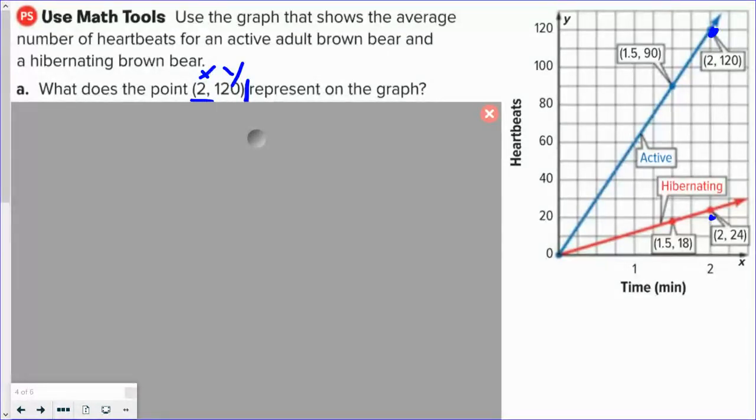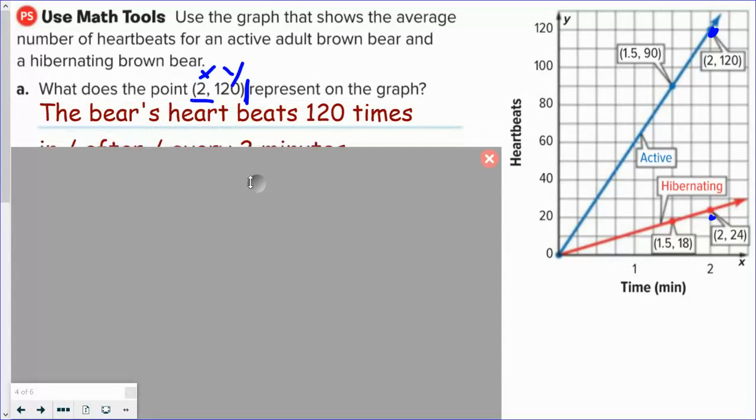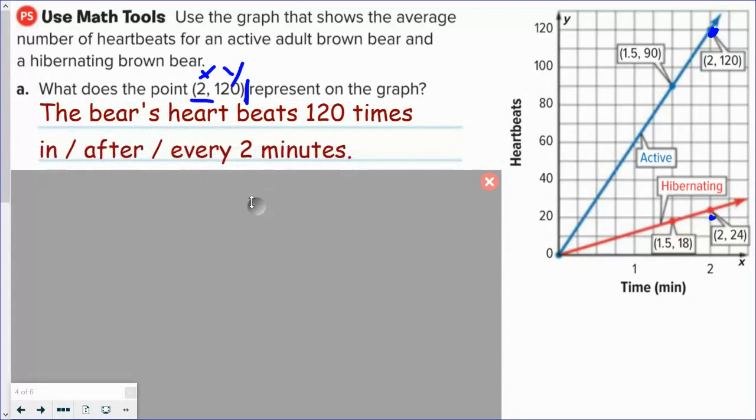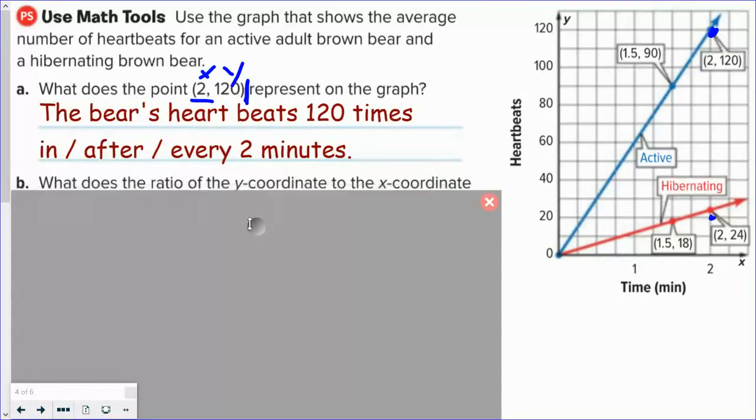What is that showing us? Okay, well, that is an active brown bear. So the bear's heartbeat is 120 times in every 2 minutes. Okay, so in 2 minutes, the active brown bear's heartbeat was 120 times. All right, let's look at the next question.